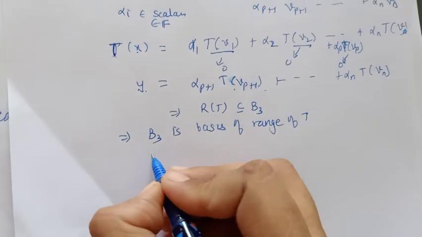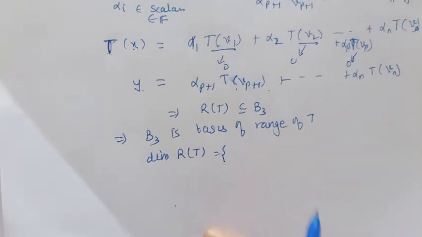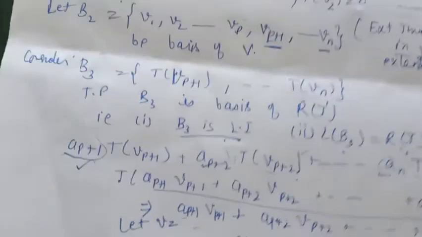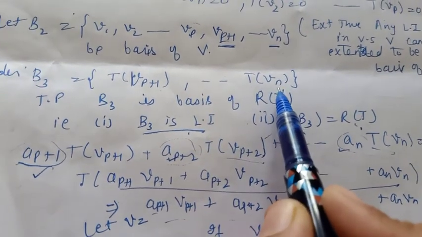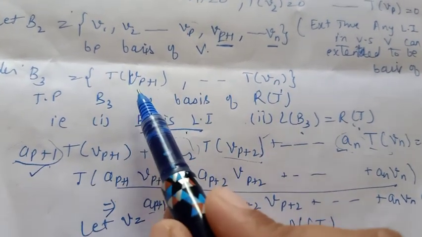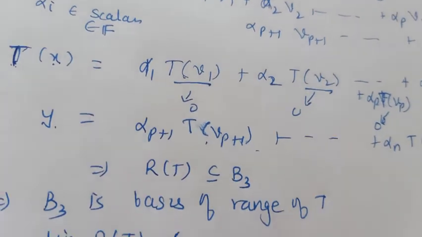And what is the dimension of this range set? Can you observe how many elements are there in set B3? This is your set B3. How many elements do you have? You have n minus p elements, right? So the dimension of this is n minus p.